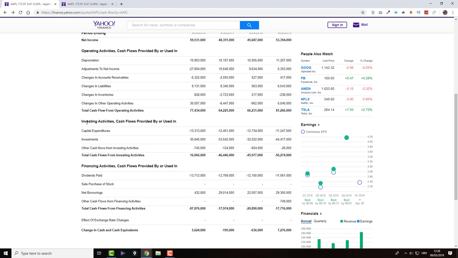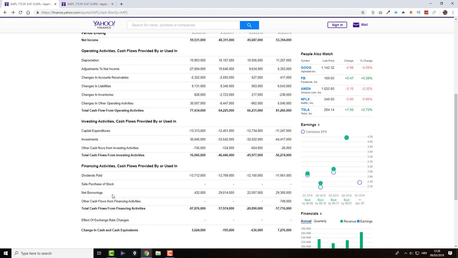So this is the second section right here. And then we have financing activities, where a company like Apple usually pays the dividend. I think the current dividend yield for Apple is around 2%. And there are also stock buybacks and all kinds of stuff. So this is the third part of the cash flow statement.